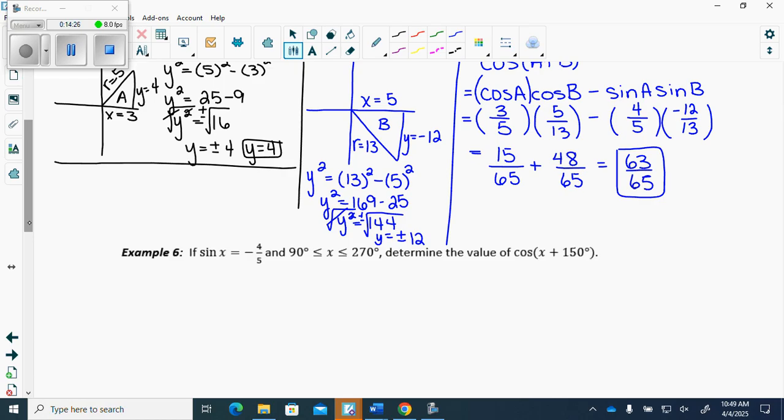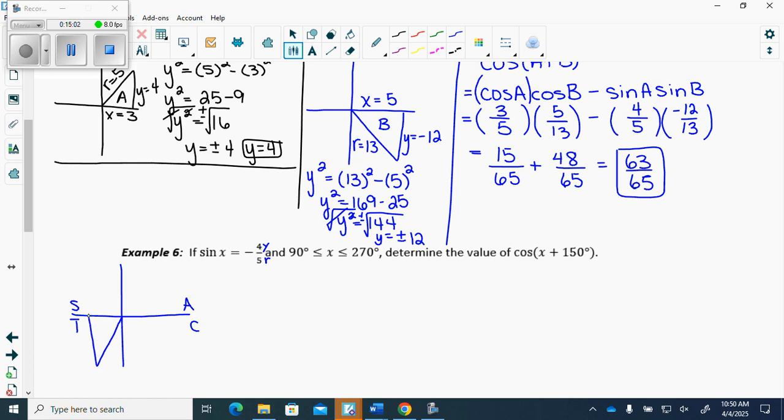If sine X equals negative 4/5, sign your resume. Which one is negative? The Y. And it's between 90 and 270. Quadrant 1, 2, 3, or 4? This can be fun. 90 and 270 means it could be 2 or 3. So I have to look at my trig ratio. It's sine negative 4/5. So is it 2 or 3? 3, because sine's positive in quadrant 2.